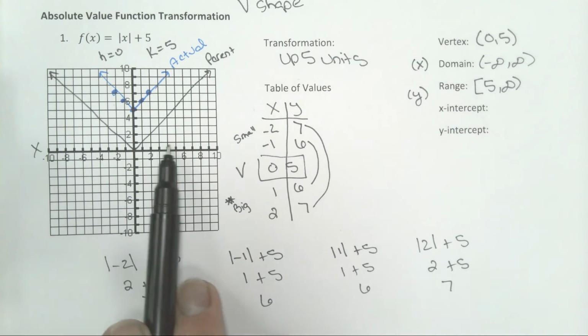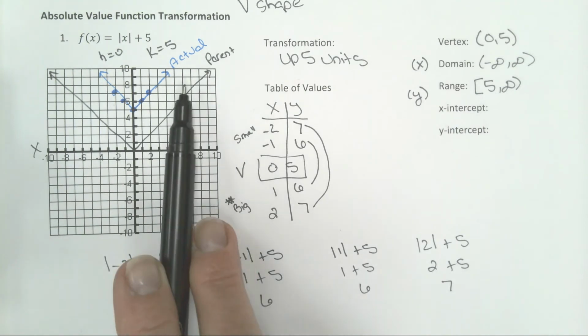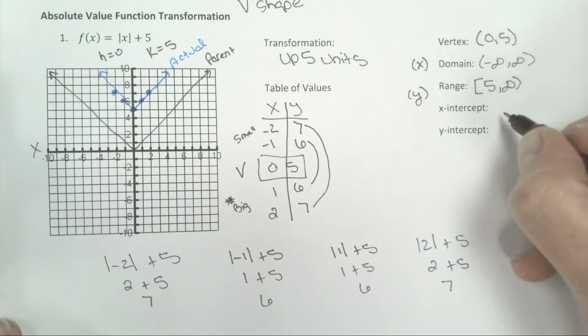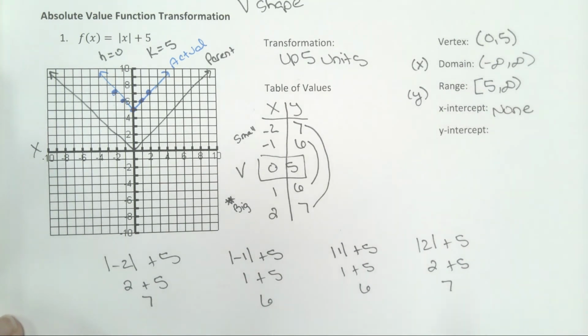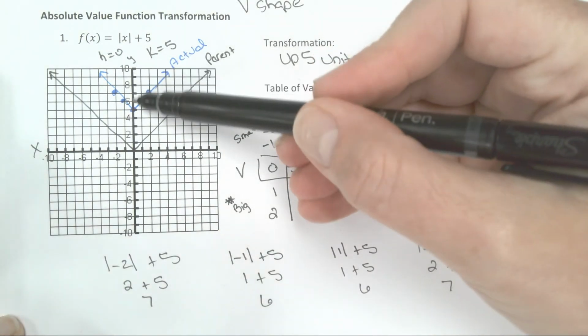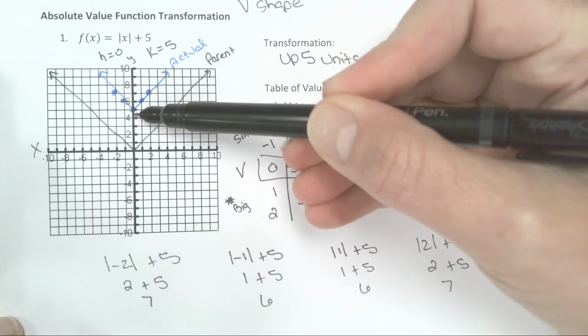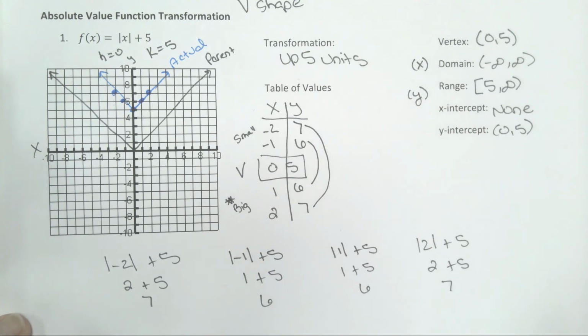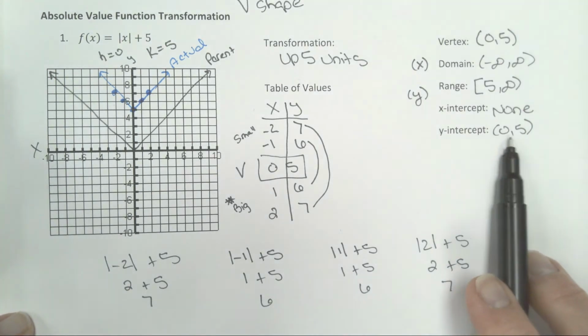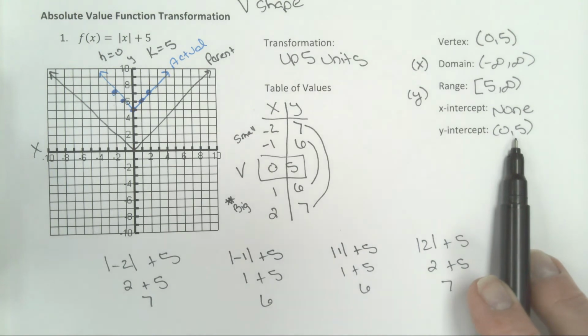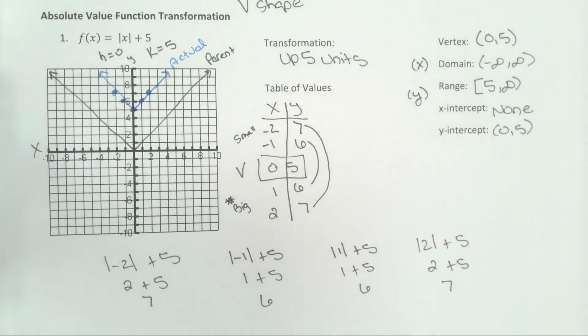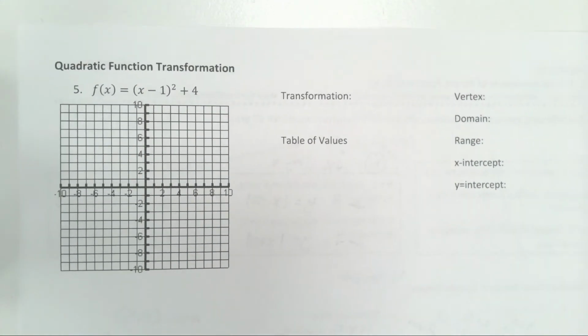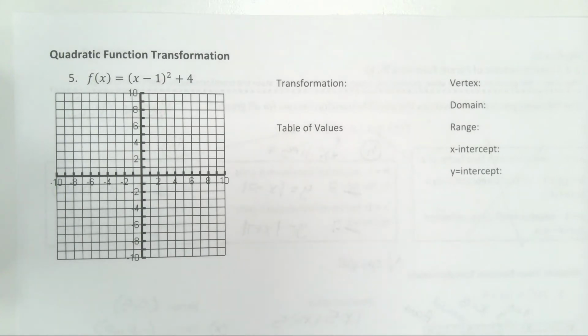The x-intercept is where does the graph cross the x-axis, and we're talking about my blue actual one. And it does not, so I would write none. And then there's your y-axis, and the y-intercept is where does your graph cross the y-axis, and it crosses right here at 0, 5. The y-intercept, you need to be in the habit of writing it as an ordered pair, not just a number. So that is how you transform an absolute value.